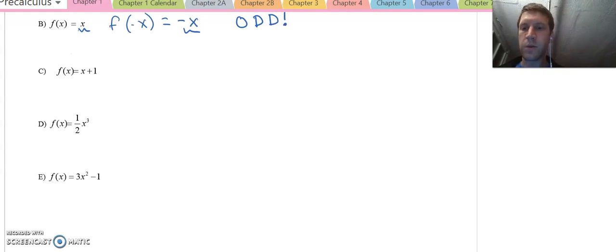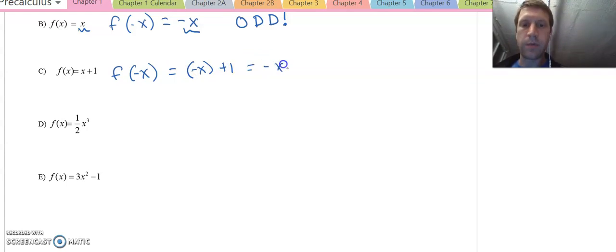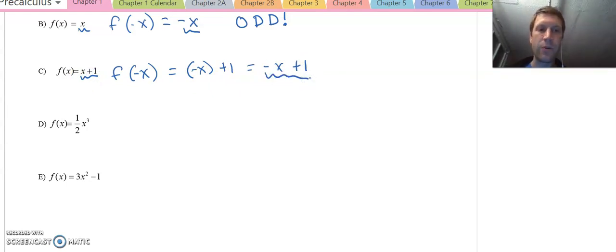Okay. Question C. F of x equals x plus 1. Let's do f of negative x. So that would equal negative x plus 1. Drop the parentheses. Is x plus 1 the same as negative x plus 1? I would say no. That's not the same, so it's not even. Is it odd? Is that negative 1 times what we started with? No, it's not. I need to have all signs switched, but I only switched the sign on the x. What I need is negative 1 times my original function. When I distribute, that gives me negative x minus 1. I have negative x plus 1, so this is neither.